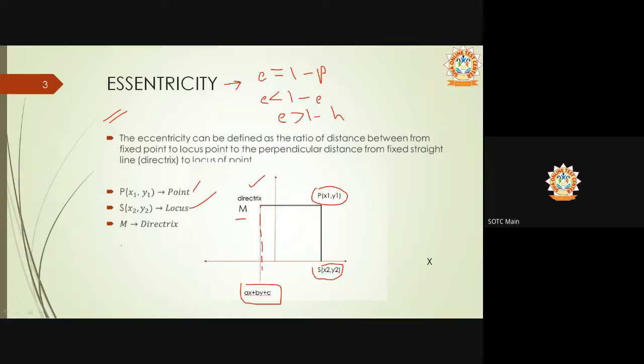Now, what this eccentricity is dealing with: E is equal to SP by PM, where SP is the distance from the fixed point P to the locus point S, and PM is the distance from the fixed point P to the directrix. This length is the perpendicular distance from the directrix to this fixed point, right? So now try to see how to calculate this.